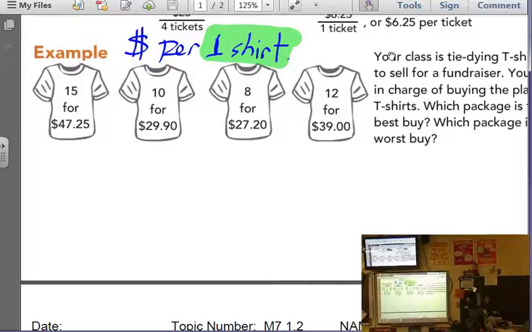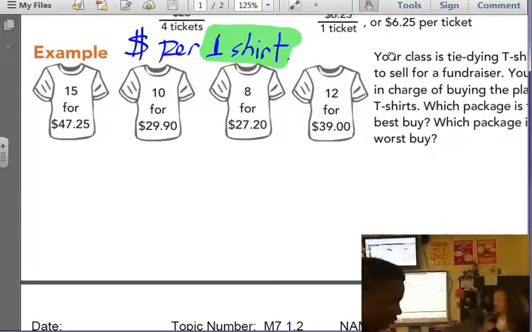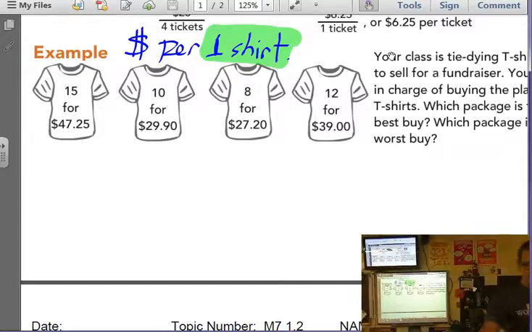Yes, you may use a calculator. I got a rack up here. Got a rack right here. Okay, I'm just going to set these right here to make life easy.